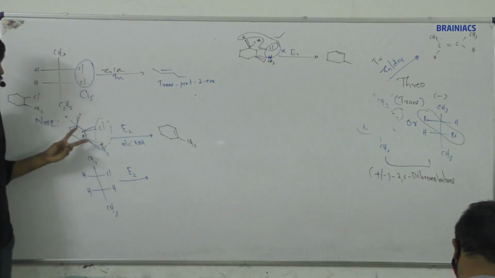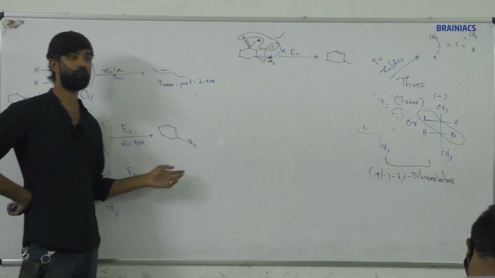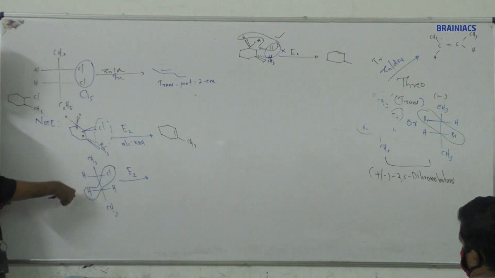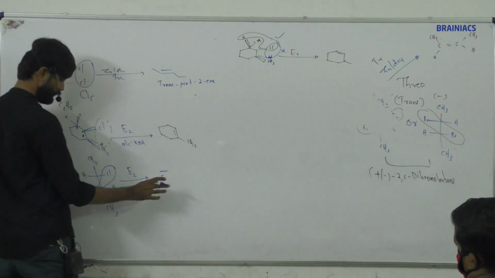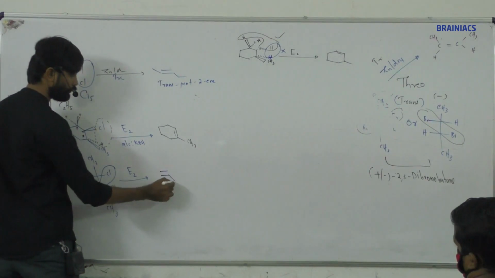Okay, but here we have two chances, so the better one is Saytzeff. Okay, what about here? So you obtain a trans butene.